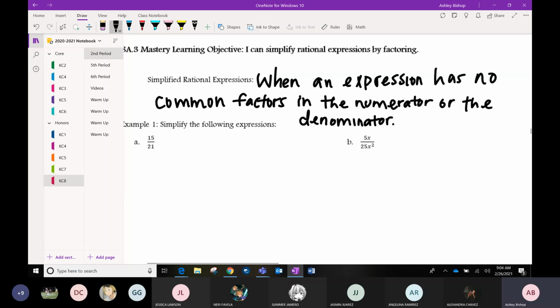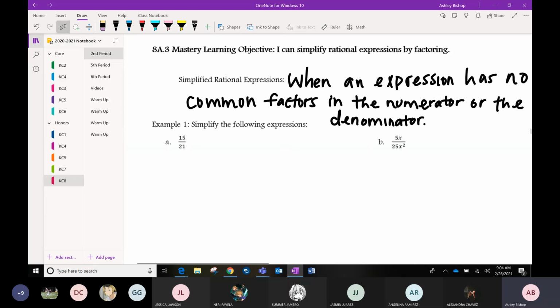So when we simplify a rational expression, it's when the expression has no common factors in the numerator or the denominator. And we've been doing this in this class. You've been doing this in math for a long time, and we've been doing this specifically in this class without realizing it for a while. When I tell you to simplify your answer and simplify a fraction, that's what we've been doing. A rational expression is when we simplify a fraction as well. So if I tell you to simplify 15 over 21, I'm telling you that that simplifies. We can take a number out of it and simplify it further.